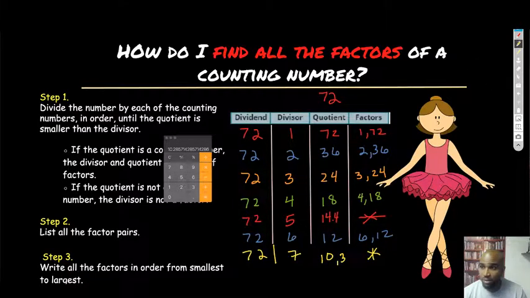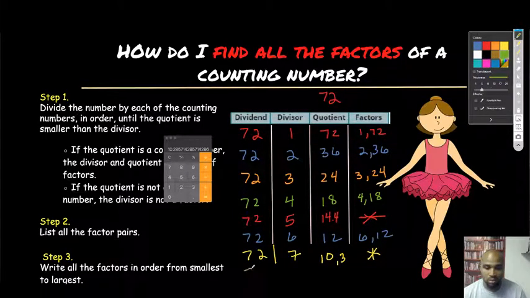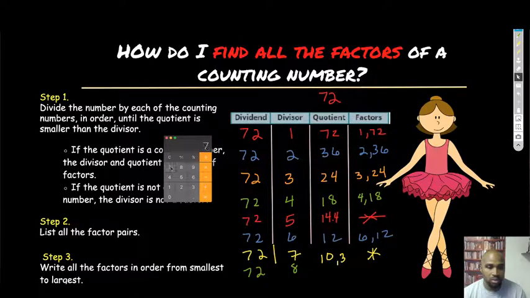So let's do 72 divided by 8. What is that going to give us? 72 divided by 8 is 9. Of course it's 9. Why didn't I just put that?